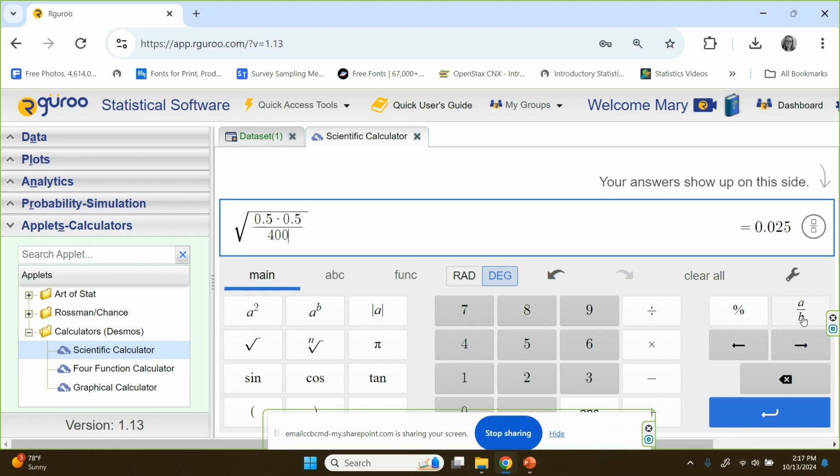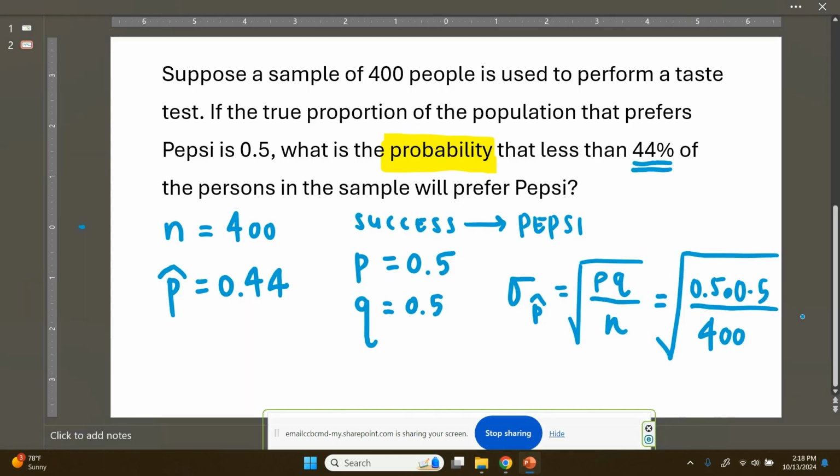It's 0.025. So this is equal to 0.025. Great. So we're going to head over to our normal calculator to solve this. One thing to note is that we're going to need a mean. So they write the mean this way, just reminding us it's the mean of a sampling distribution of proportions, and that's always equal to p, which in our case is 0.5. You might want to take a screenshot of this one to keep all this information with you. And then we're going to head over to Rguroo.